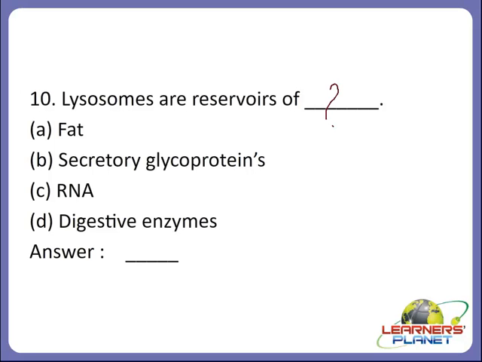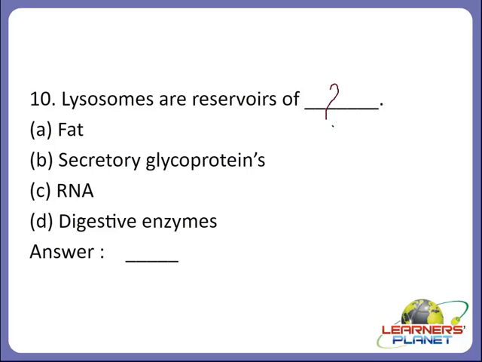Do they contain secretory glycoproteins? No, they do not contain secretory glycoproteins. These secretory glycoproteins are actually present in certain different vesicles, but not inside the lysosomes. Then RNA could not be present here in the lysosome, because RNA is generally associated with ribosomes. Fine. Next would be digestive enzymes.